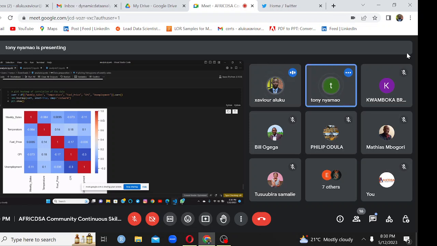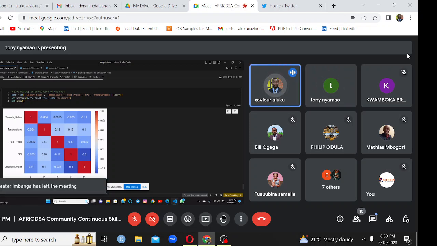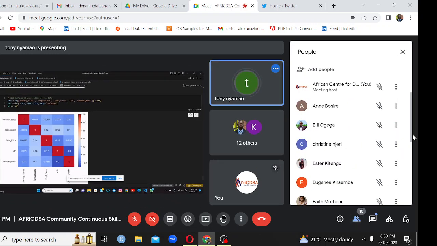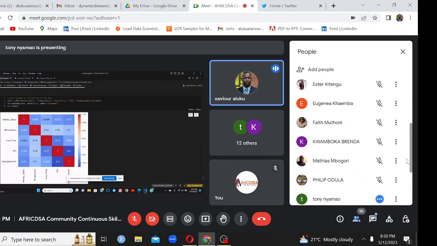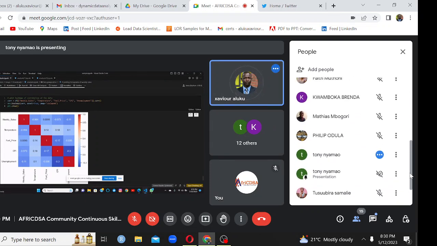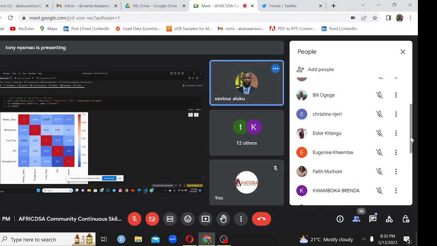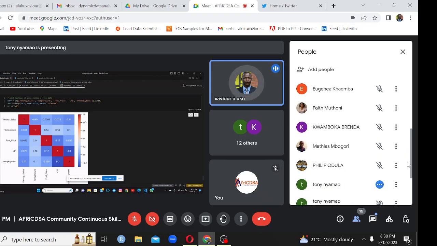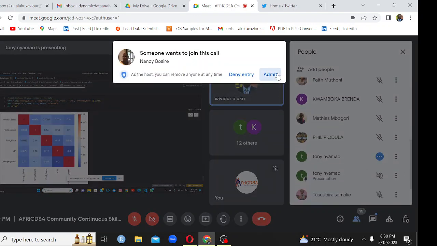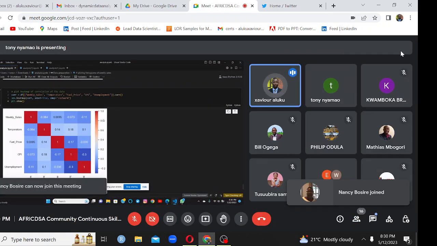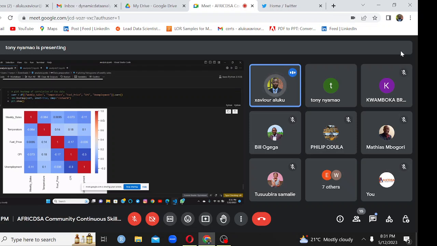Temperature and fuel price. Yeah, temperature and fuel price, that's 0.14, right? Yeah, 0.14. Okay. Let me pick someone. Oh, in the January intake, it is only Brenda who is in. Brenda, maybe you can assist us to explain what does that correlation mean of 0.14. That's between fuel price and temperature. How can you interpret it?